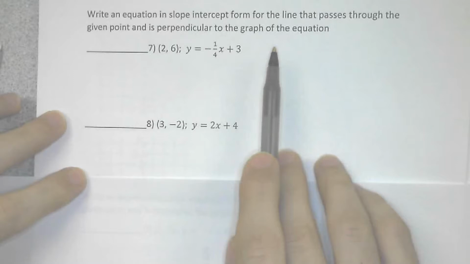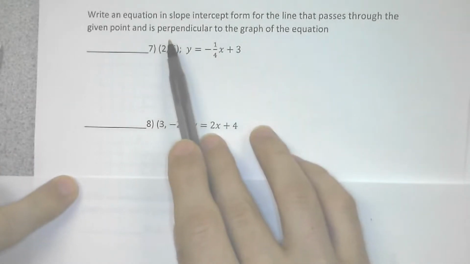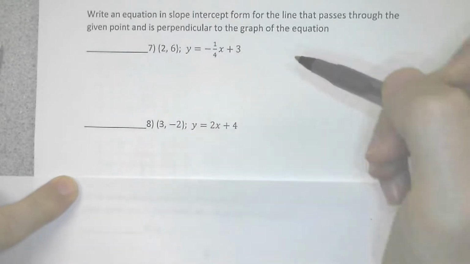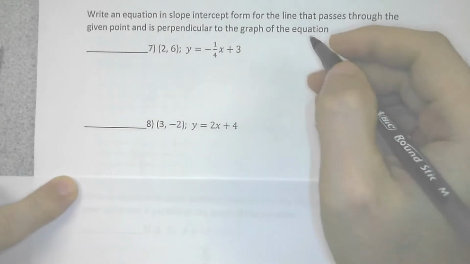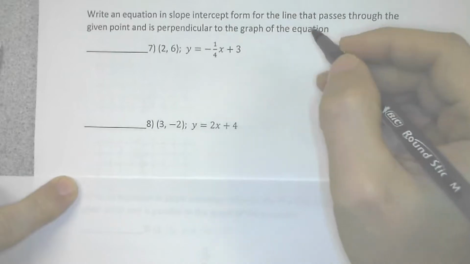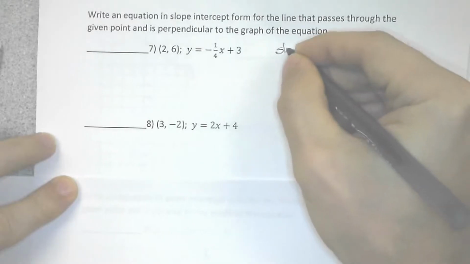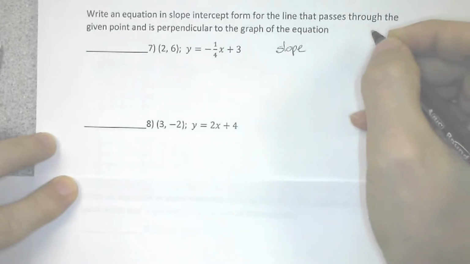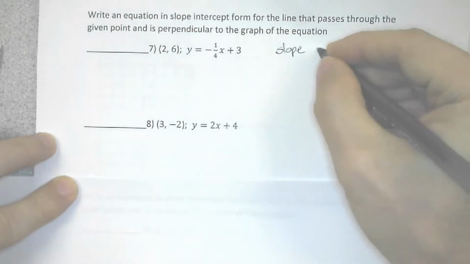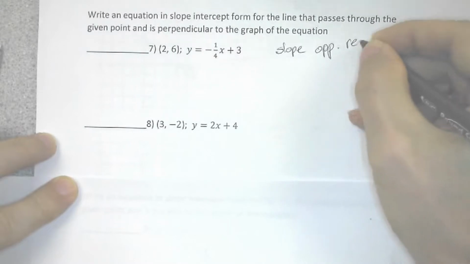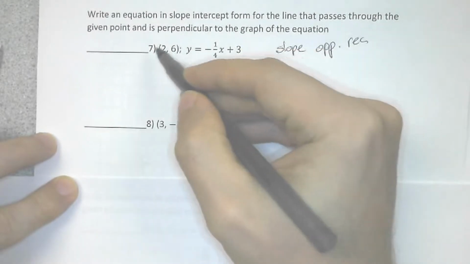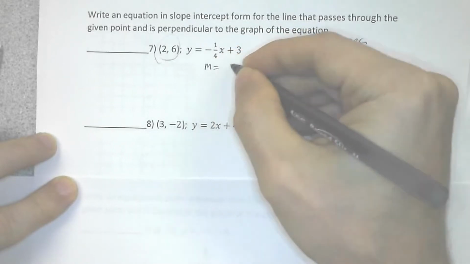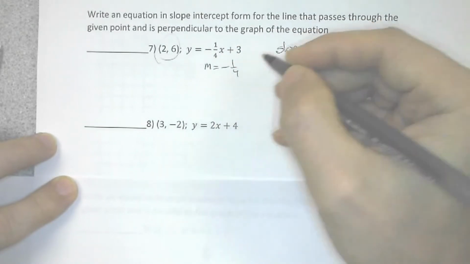Okay, so for these ones, not only do we want slope-intercept form, but we want it perpendicular to the graph of these equations. So remember, for a perpendicular line, or perpendicular graph, the slope is the opposite reciprocal. So what we're going to do is look at this. We need this point, and we're going to look at this slope. The original slope is m equals negative 1/4.